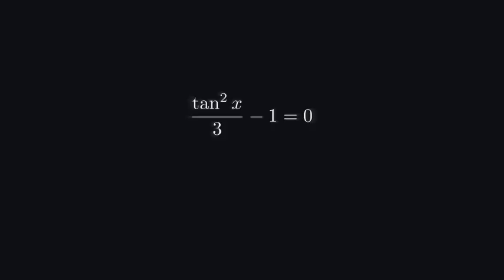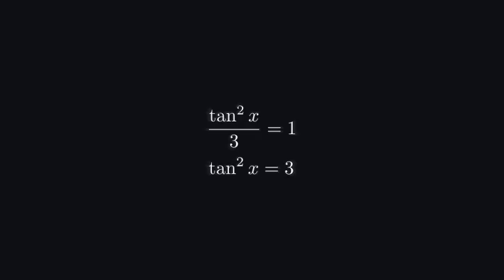Tan squared x over 3 minus 1 equals 0. Tan squared x over 3 equals 1. Tan squared x equals 3.